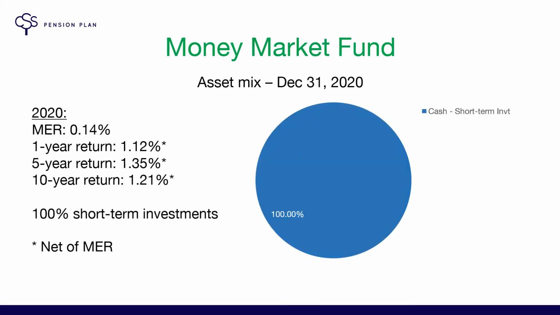The money market fund invests entirely in short-term investments. It is a low-risk, low-return investment option, so it is not recommended as a long-term investment. The money market fund MER is 0.14% for 2020, and its anticipated return over the last 10 years has been around 1%.